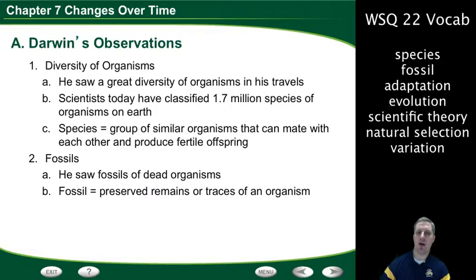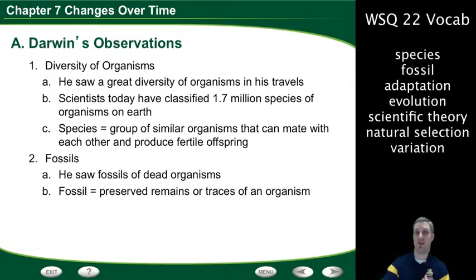Now, understand too, he not only saw a great diversity of organisms, Darwin also saw fossils. He found fossils of dead organisms, and all a fossil is just preserved remains of an organism or traces of an organism. And so a lot of times we'll see these in dinosaur bones and dinosaur fossils. They can also be at times just the remains of an organism that have been preserved in, let's say, amber. Liquid amber, we see this. If you ever watched Jurassic Park, that's an example.